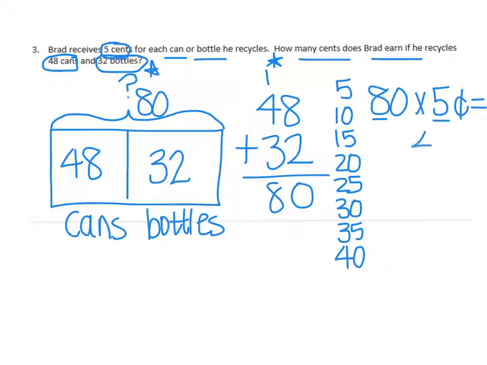So my answer is 40. Now I need to take a look at how many zeros I have. I have 1 zero, so I'm going to add it to the end. So he's going to get a total of 400 cents. Go ahead and write that as a statement. Pause the video while you work and replay when you are ready.